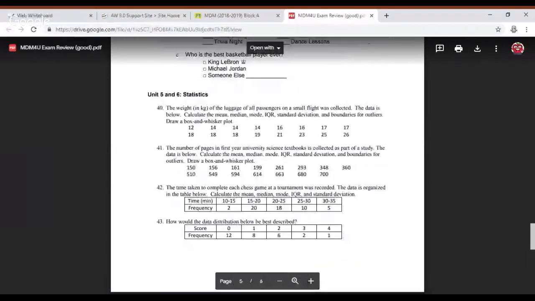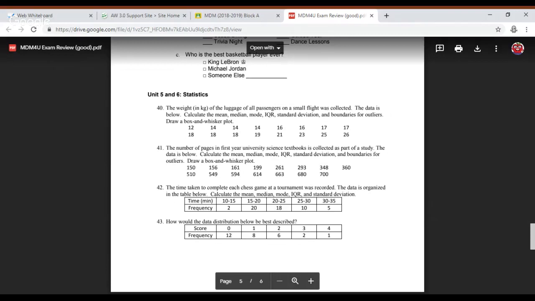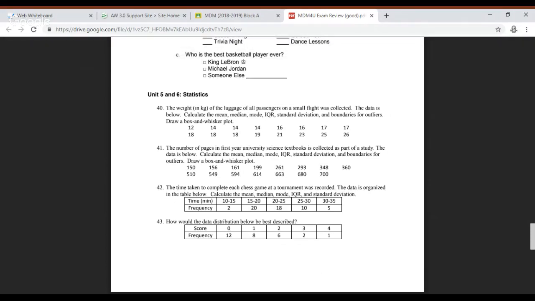You want me to do a statistics question? Do you mean 42? I'm not just going to, because I can't really show you typing into my calculator. Do you mean the one that's grouped? Or just straight up a stats question?